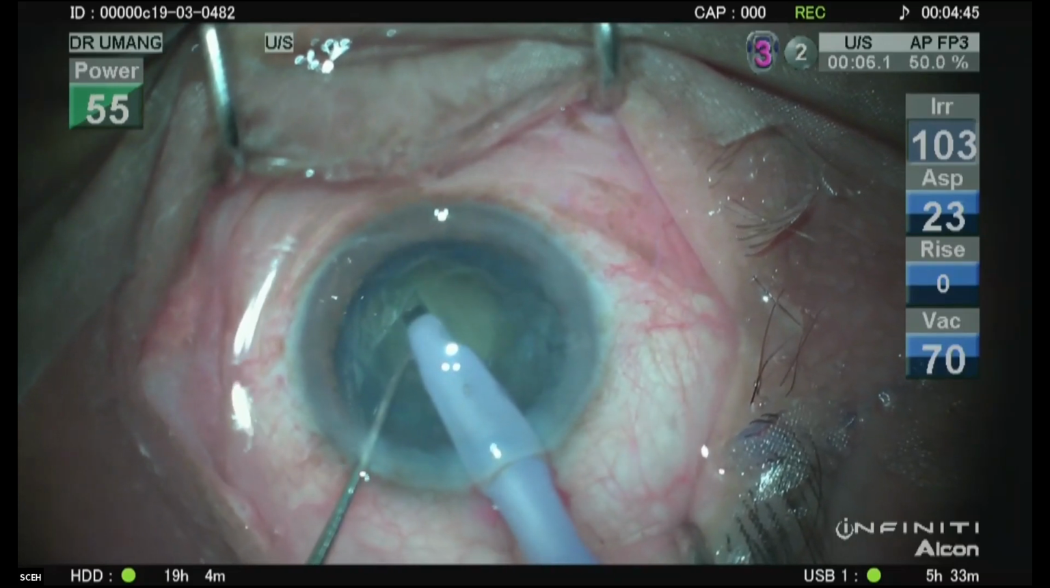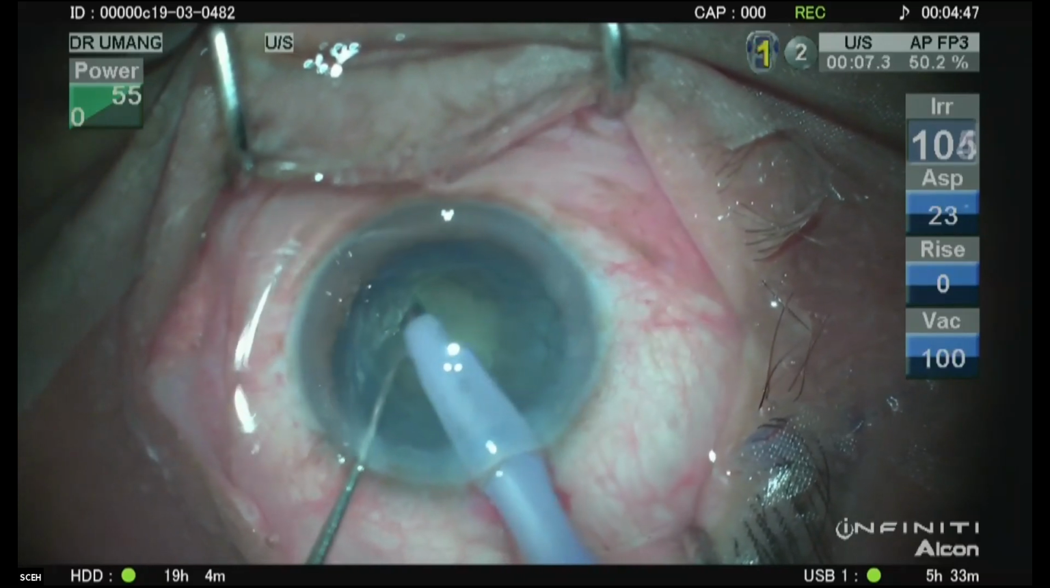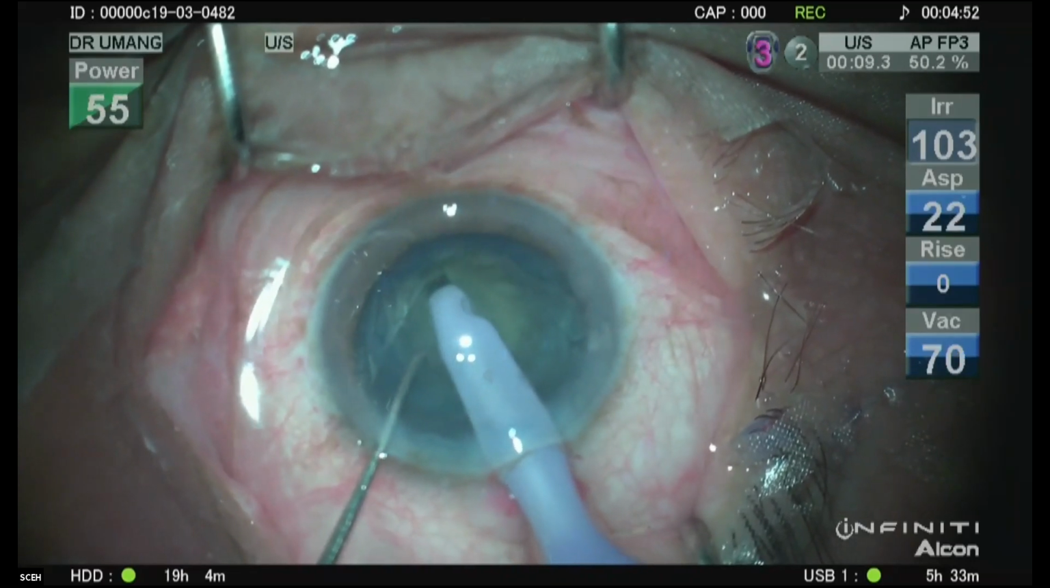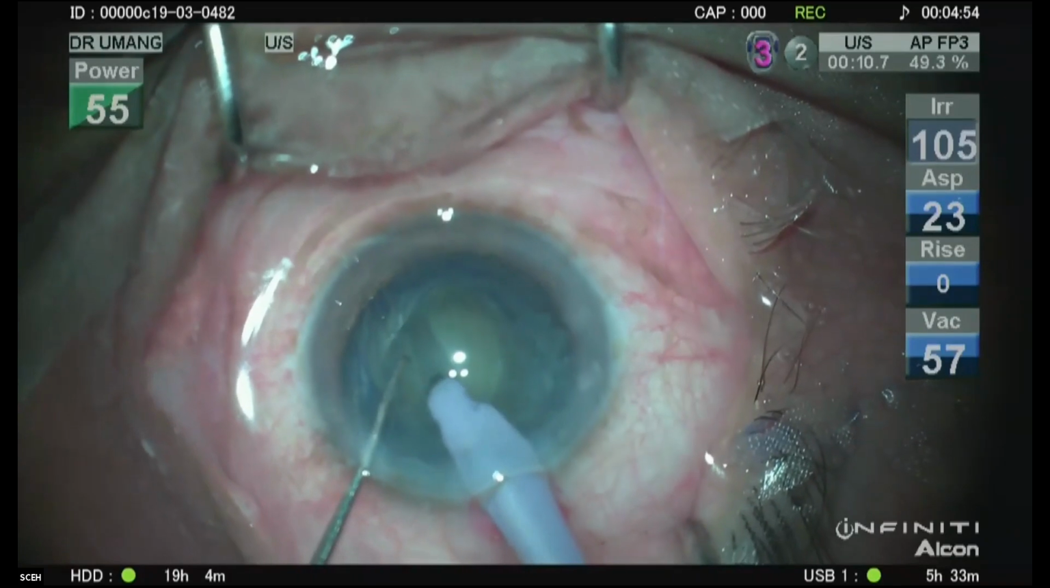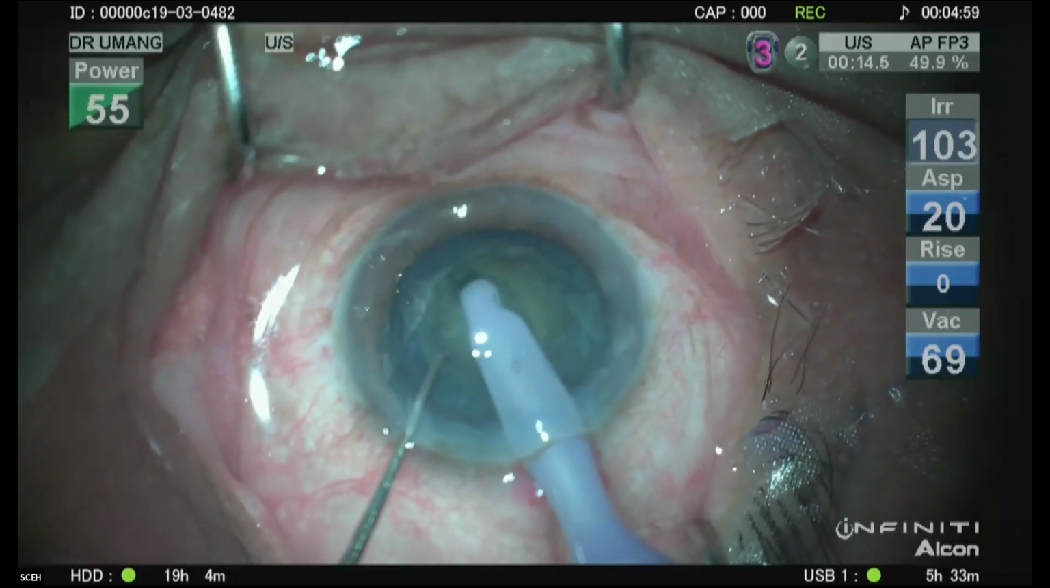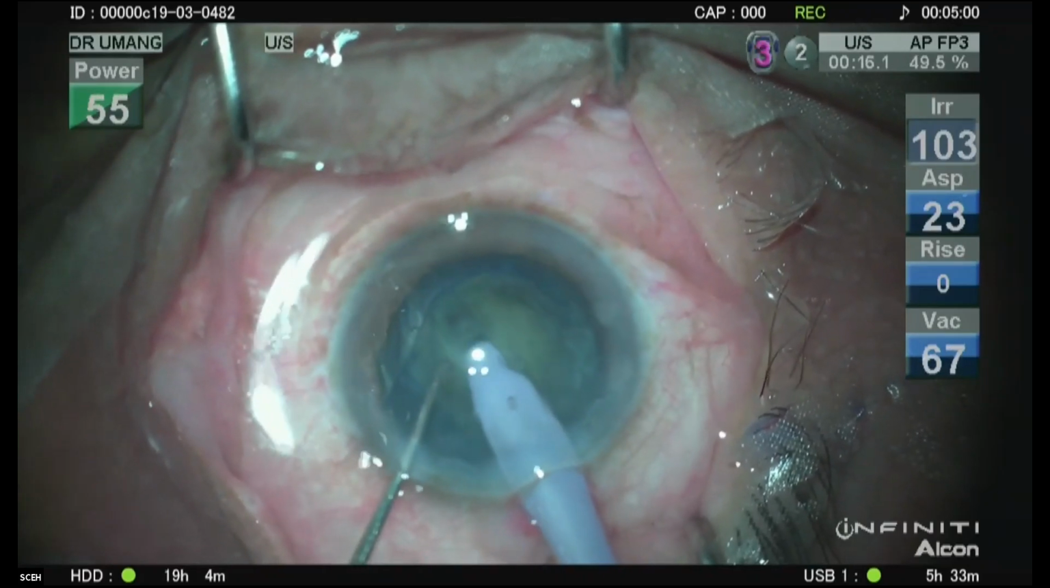At this point, my foot pedal is in step 3. As we go down, I'm widening the trench a little to accommodate my tip.